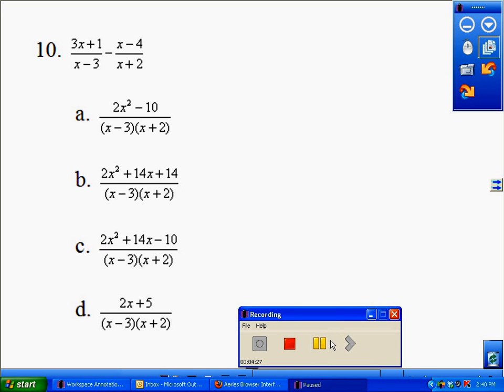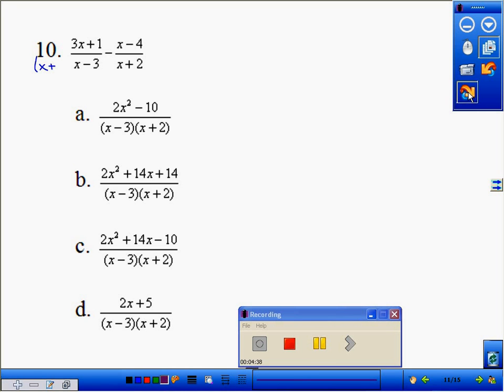For number 10, we have 3x plus 1 over x minus 3 minus x minus 4 over x plus 2. We need a common denominator to add or subtract fractions, so we have to multiply the left side by x plus 2 over x plus 2, and the right side by x minus 3 over x minus 3. When we do this, we get 3x times x is 3x squared, plus 7x plus 2.